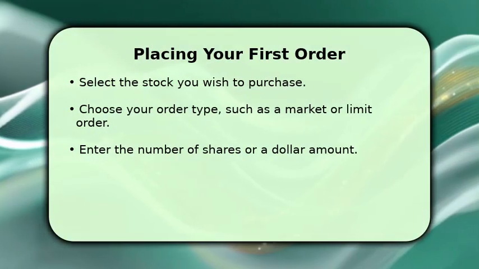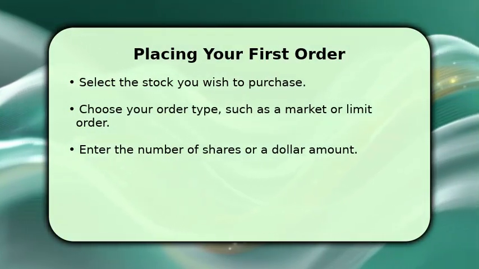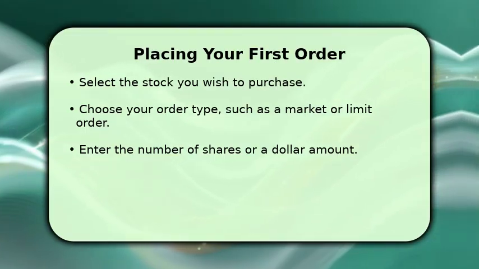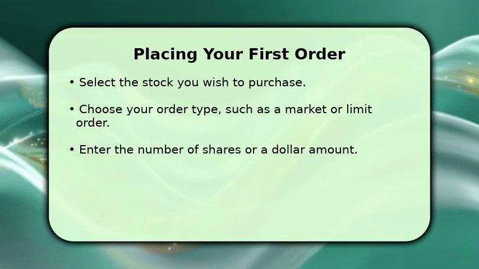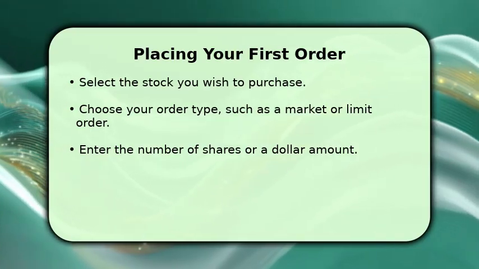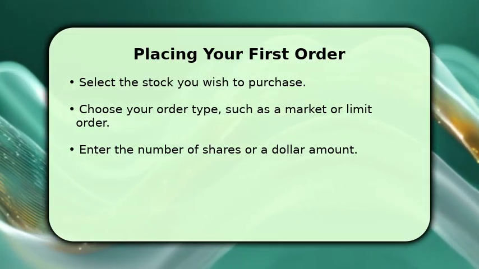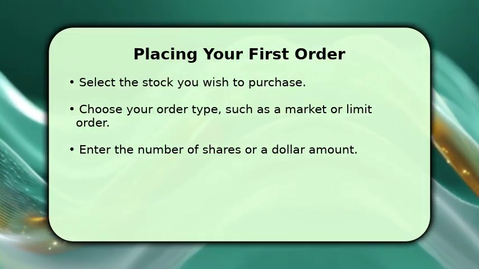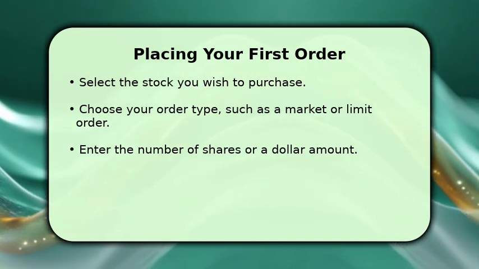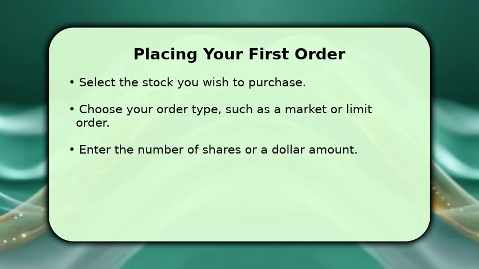When you're ready to buy, select the stock and tap Trade. You'll choose an order type, like a market order to buy at the current price, or a limit order to set a specific price. Then, enter the number of shares you want, or a dollar amount for fractional shares. Review your order carefully before swiping up to submit it.